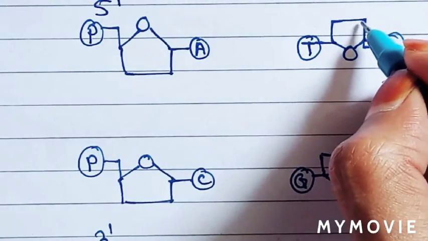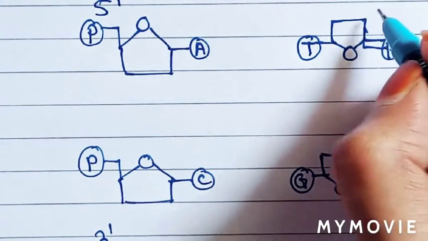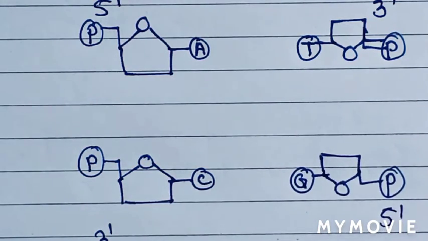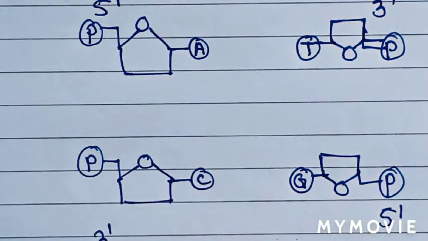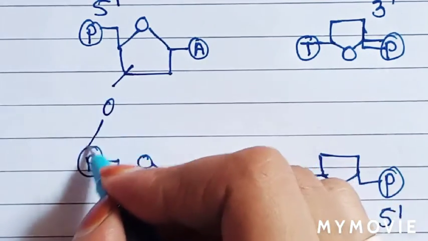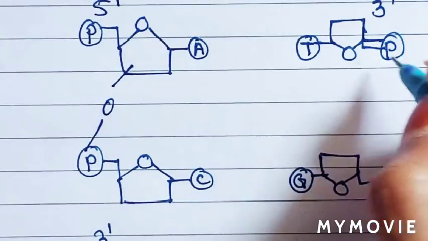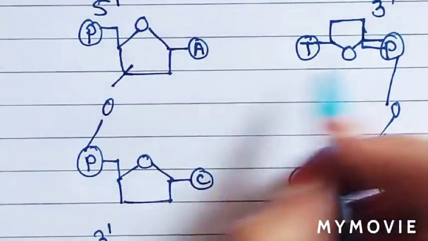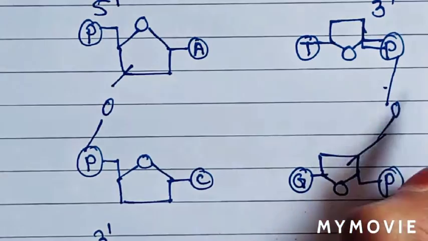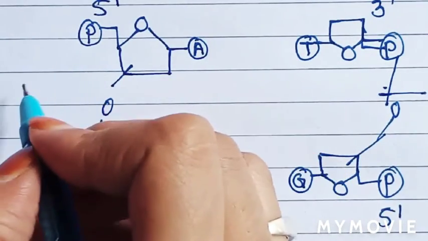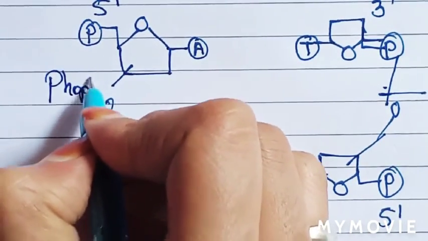Here you can see the 3rd carbon is free, so we will write here 3 prime, and here the 5th carbon is free, so we will write here 5 prime. So you can see 5 prime to 3 prime and 3 prime to 5 prime. Here you can see this functional group is going to form a bond with the phosphate group, and this functional group is going to form a bond with this phosphate group. Now here the phosphodiester bond is formed between this nucleotide, and here a phosphodiester bond is formed.